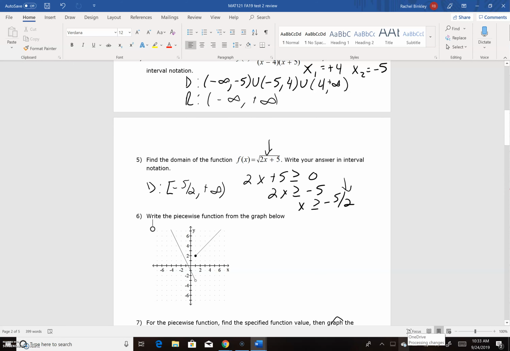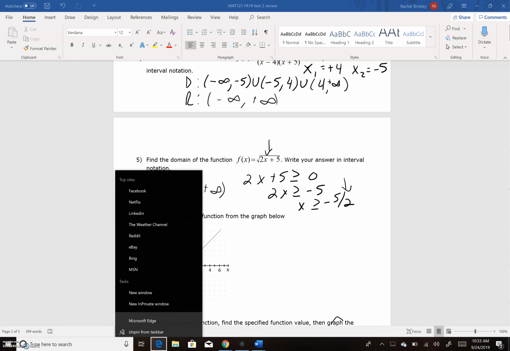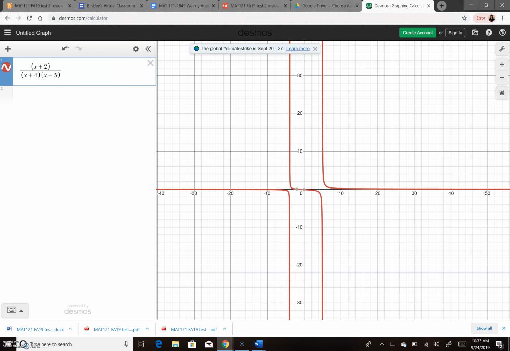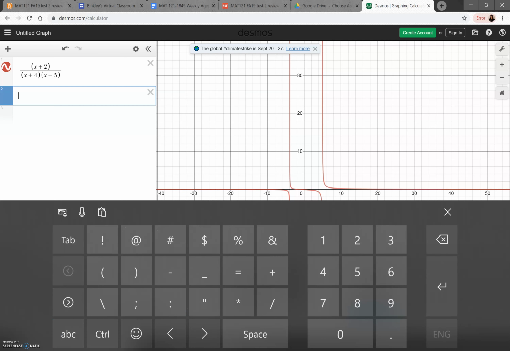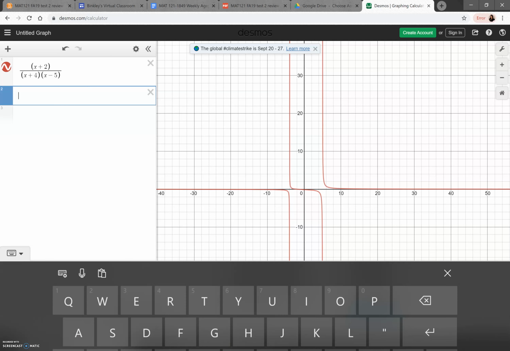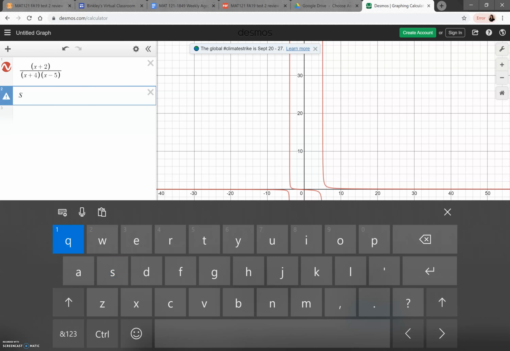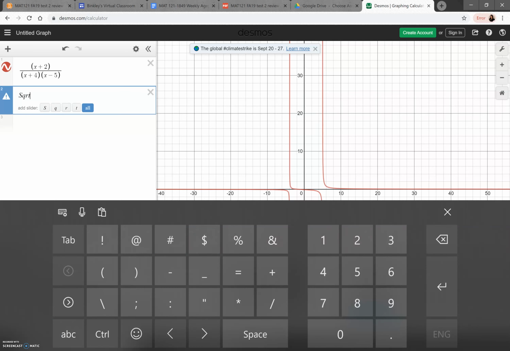Let's see, how do I get out of here? On Desmos, or you can graph it on your graphing calculator when you get your graphing calculator. What this is going to look like is the square root. Oh, it looks like we're just going to have to type that in. So SQRT, the square root of 2x plus 5.